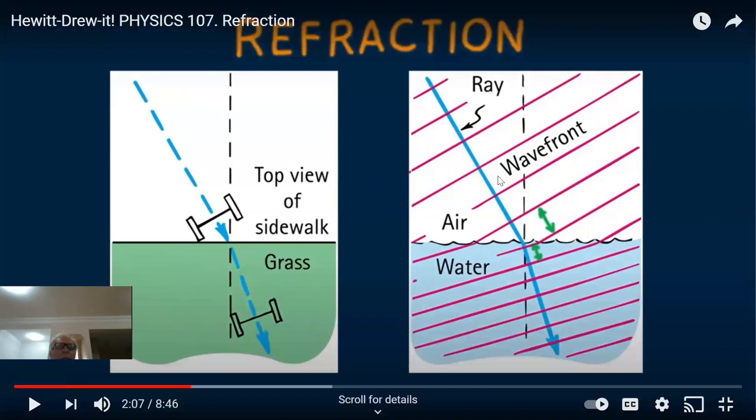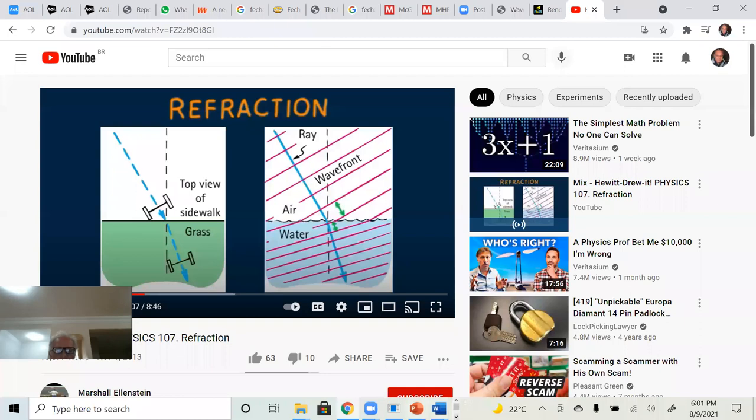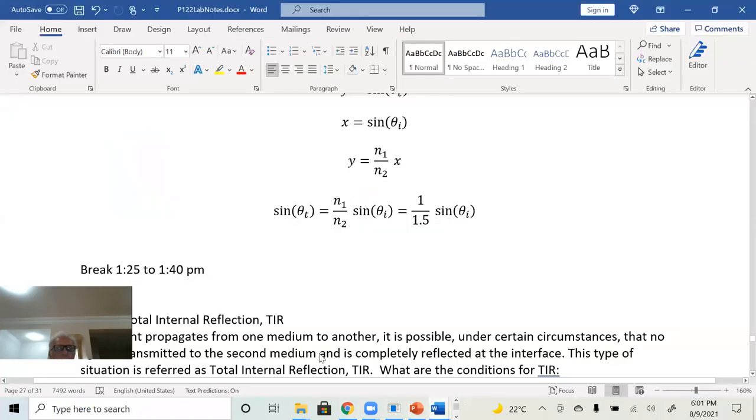That's the analogy I want you to keep in mind, okay? And the same thing happens if the cartwheel was going from grass to the pavement. Its path would move away from the normal, and the same would happen to the light waves, okay? Let's get out of that and go back to our lab here.